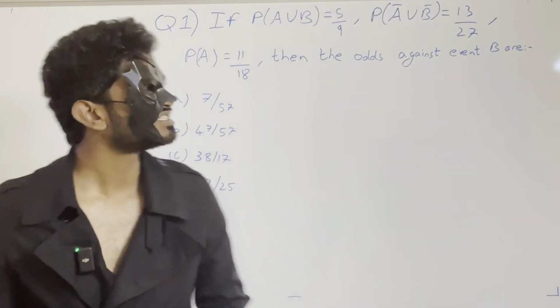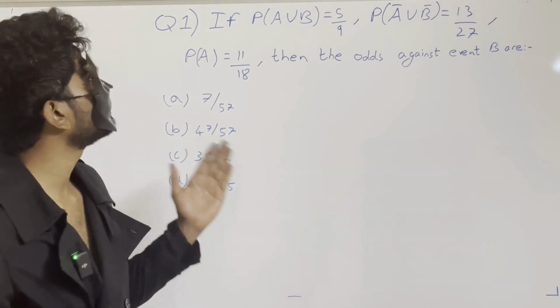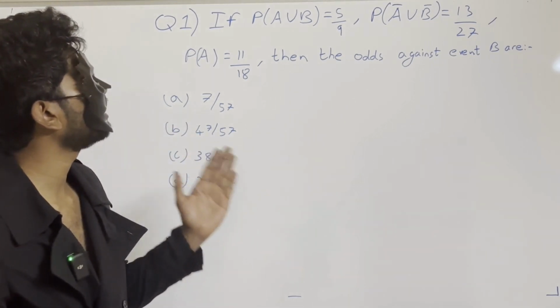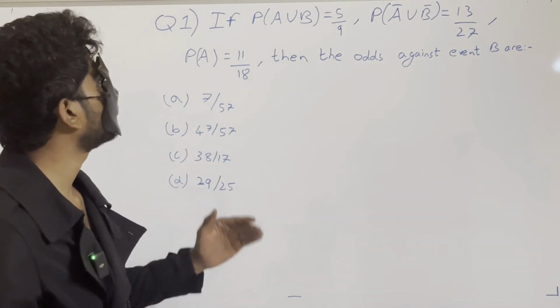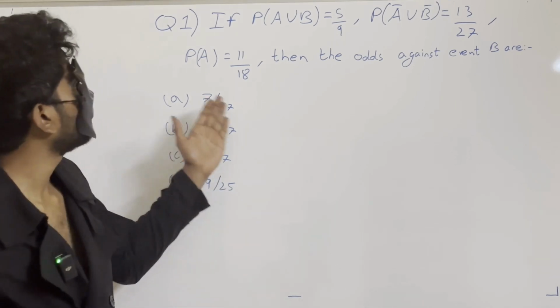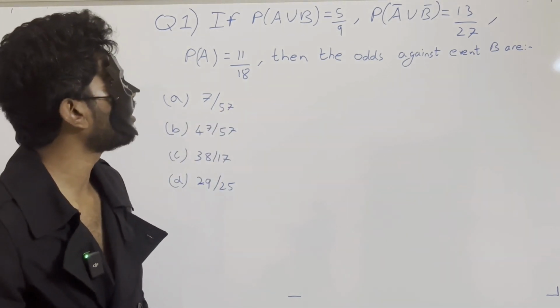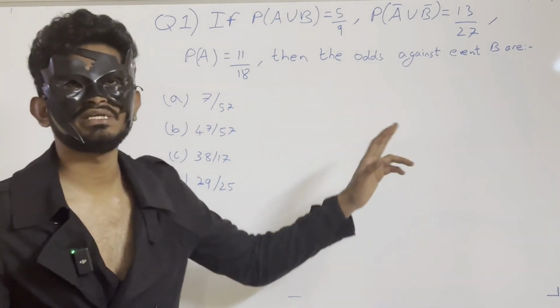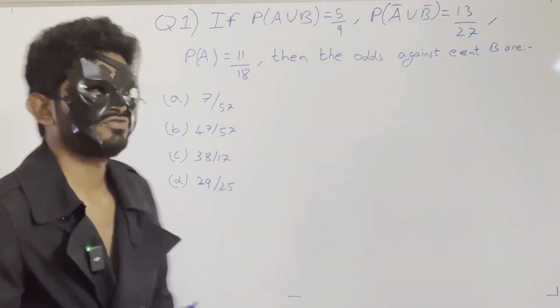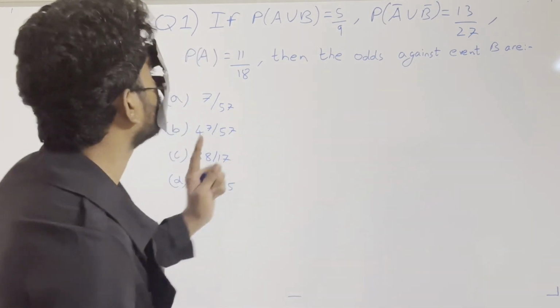So superhumans, first question is, if P of A union B is equal to 5 by 9 and P of A naught union B naught is equal to 13 by 27 and P of A is equal to 11 by 18, then the odds against event B are. So I feel this question was wrong, because why I will tell you.